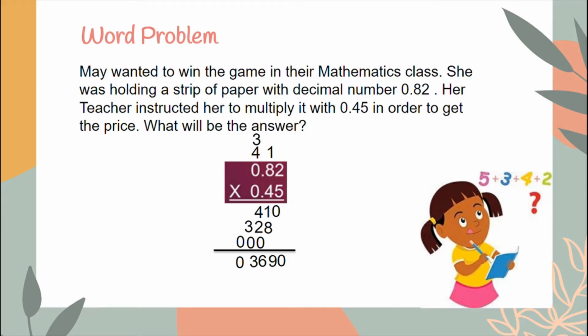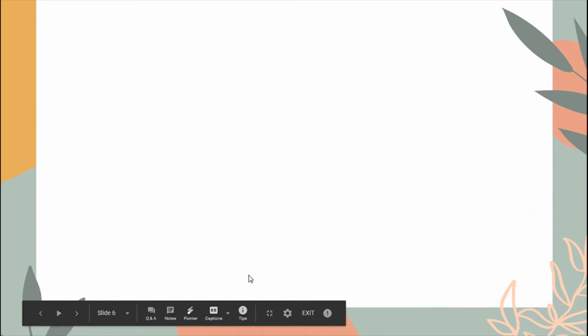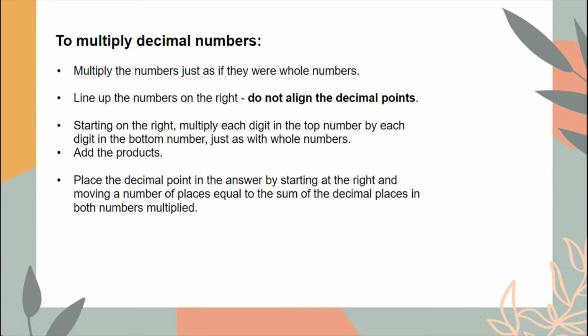Let us count how many decimal places do we have. We have 1, 2, 3, and 4. So we have 4 decimal places in our factor. Let's put this one in our final answer. 4 places going to the left. 1, 2, 3, and 4. So the position of our decimal point is here. It's between 0 and 3. So that's it. That is how we multiply our decimal.